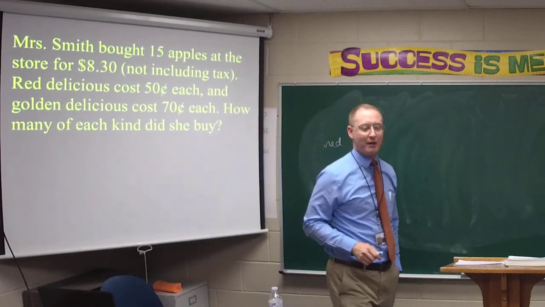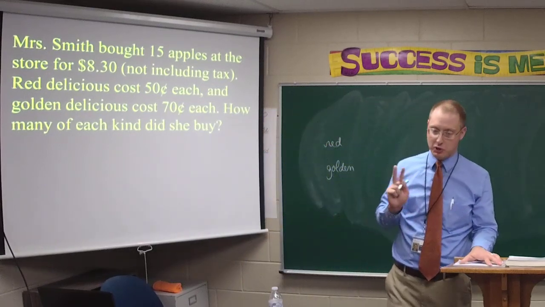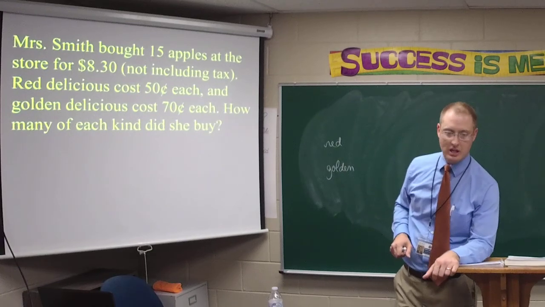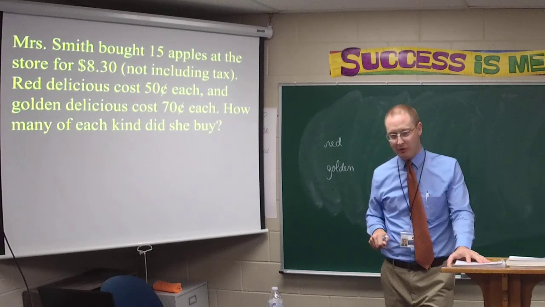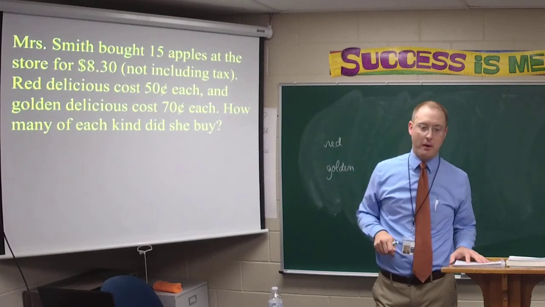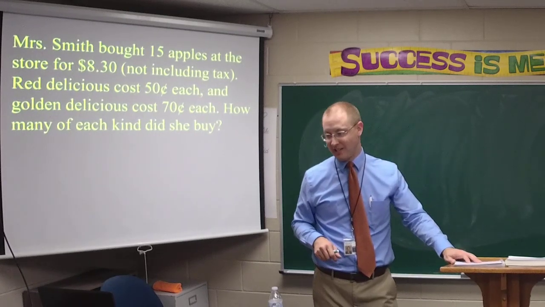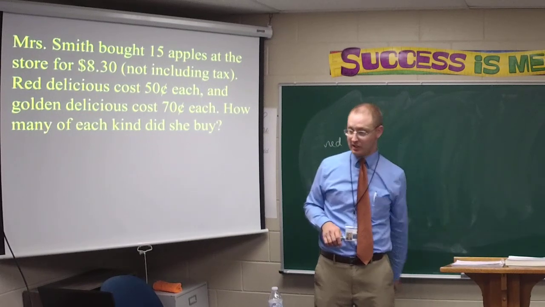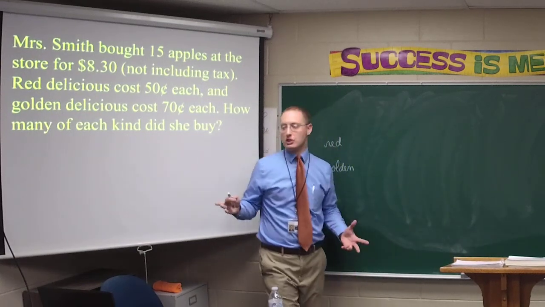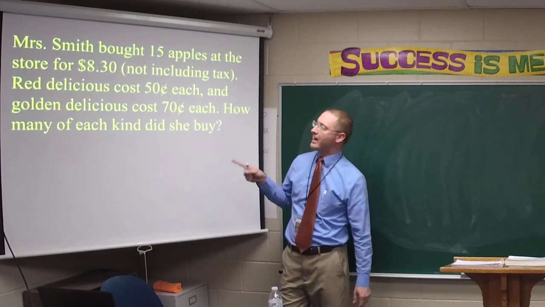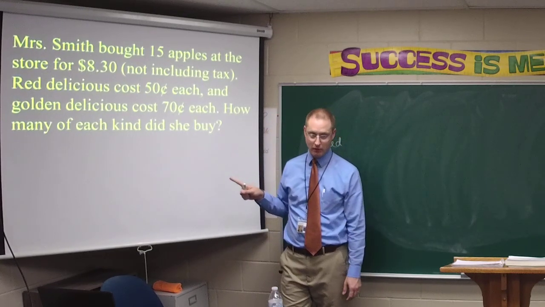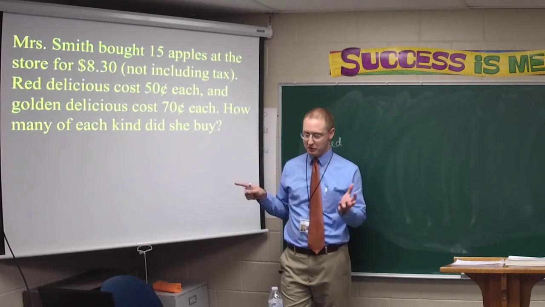If you have two unknowns and you are given a total, make one unknown x and the other total minus x. We can arrive at this logically. Let's say only one apple was red delicious. How many does that leave for golden delicious? 14. 15 minus 1 is 14.